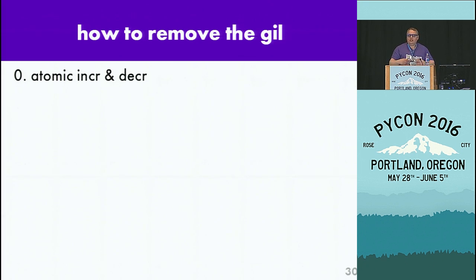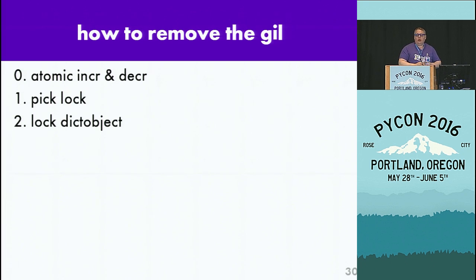Step 0, switch PyInker and PyDecker to atomic Inker and Decker. That's real easy. Step 1, I should say, decide on what locking mechanism you're going to use. It has to be recursive. It has to be user space only because you're going to have a lot of them.